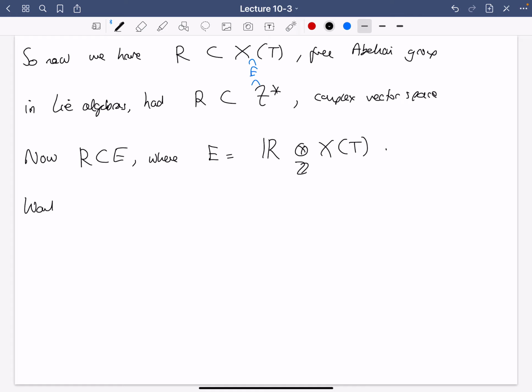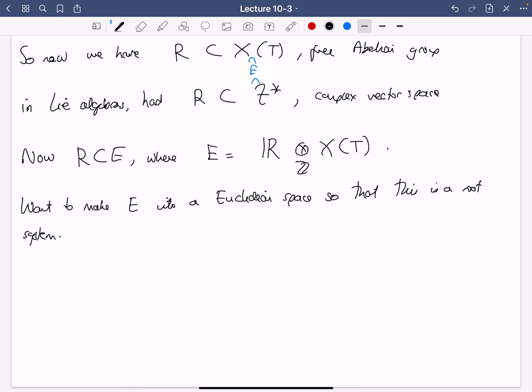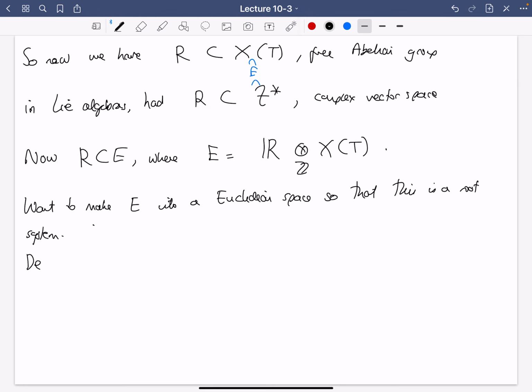So we want to make E into a Euclidean space, so we need an inner product, so that this is a root system. The way this is done is a little bit different. We don't have this Killing form naturally around, this bilinear form that we can start with, but what we do have is the Weyl group. We have our algebraic group, so we have groups around straight away. Take the normalizer in the group of the torus T. T is a normal subgroup of that. Take the quotient group. And it turns out that this is a finite group.